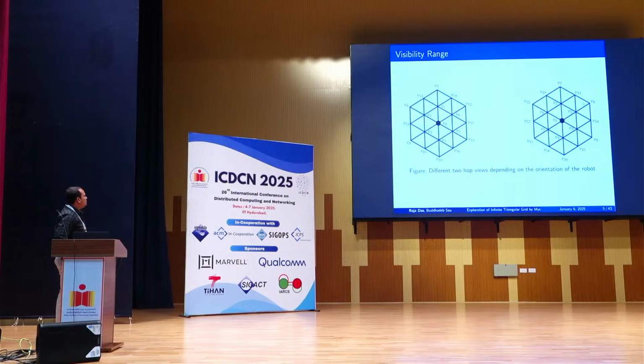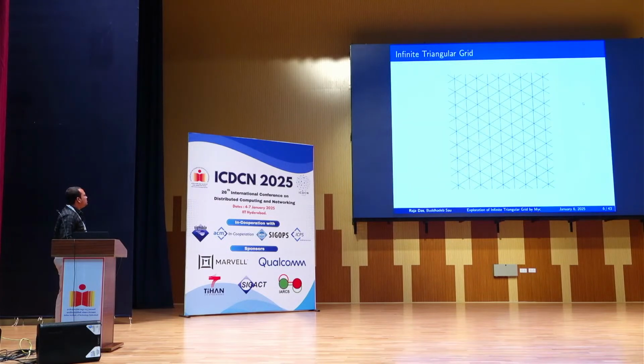Here the visibility range is 2, and there are different views depending on the orientation of the robot. In one round, a robot can label its neighboring nodes like the left figure, and in another round, the robot can label its neighboring nodes like the next figure. So this is an infinite triangular grid.